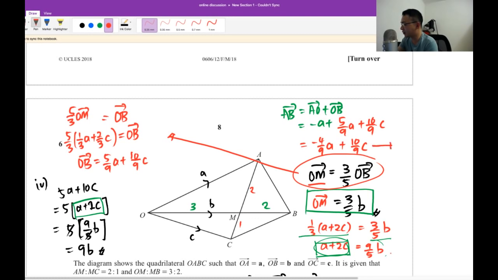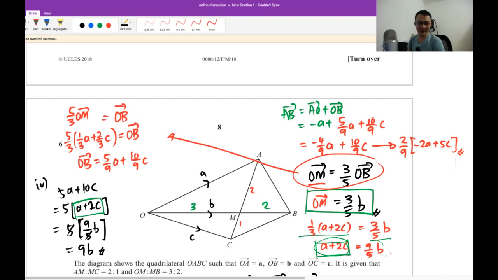But the question asked me to simplify, right? So I'm going to simplify further by taking out the 2 over 9. Then I have negative 2A plus 5C. I guess this is how to do this kind of question.